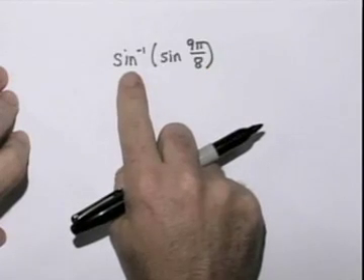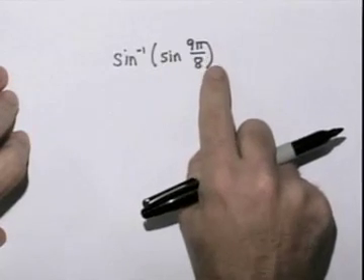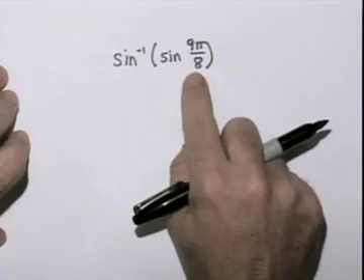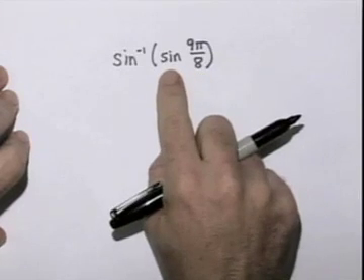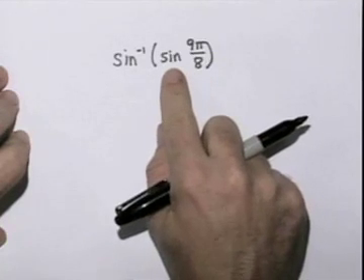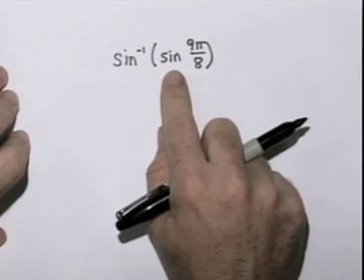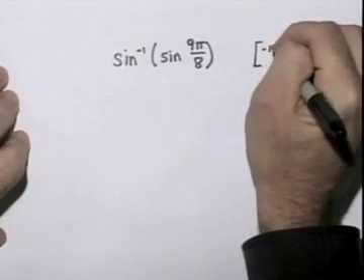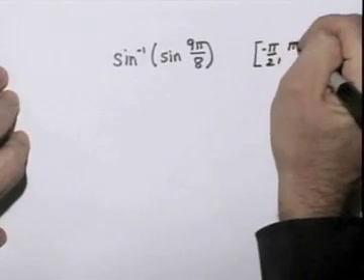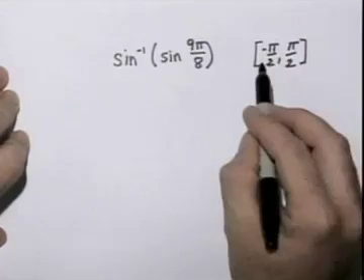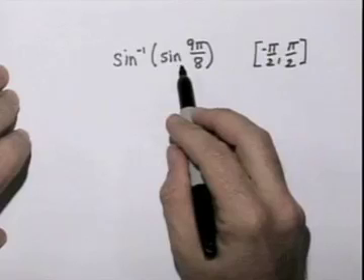Now, the inverse sine of the sine of 9 pi over 8 would equal 9 pi over 8 if 9 pi over 8 was in the domain of the sine function. However, recall that in order for the sine function to be 1-to-1, we restricted its domain to be negative pi over 2 to pi over 2. So 9 pi over 8 is not in the domain of the sine function.